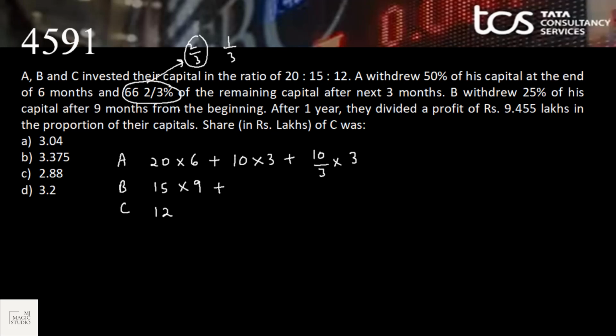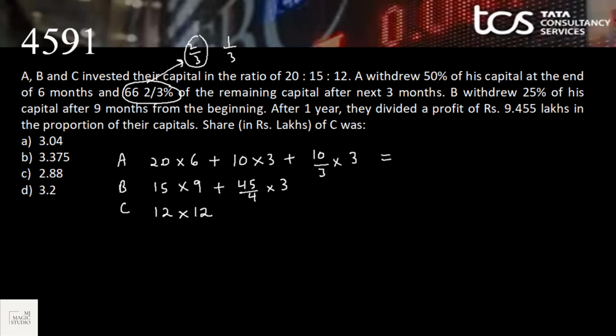25% is 1/4, which is gone. That means 3/4 is left. 15 into 3 is 45 by 4 is left for the remaining 3 months. After 1 year, they divided the profit of rupees 9.455 lakhs in the proportion of the capital. That means C has invested for the entire year. His weightage would be for 12 months.